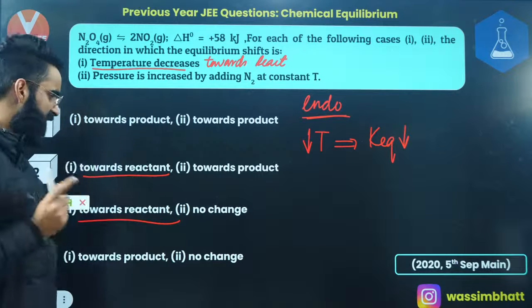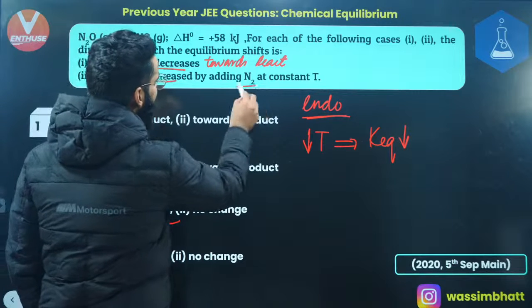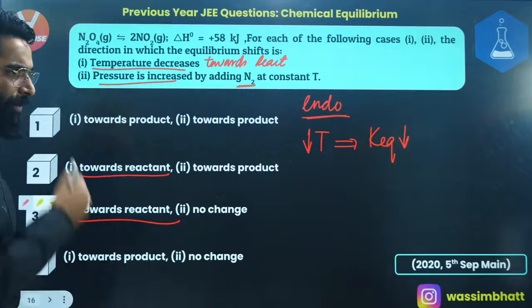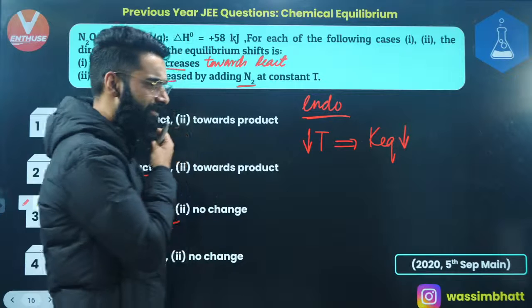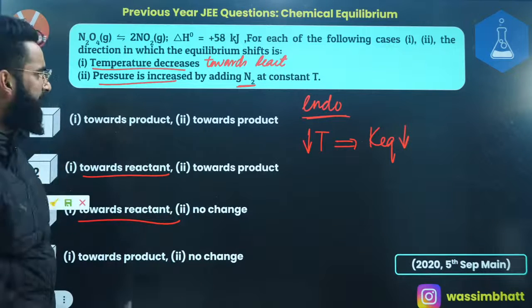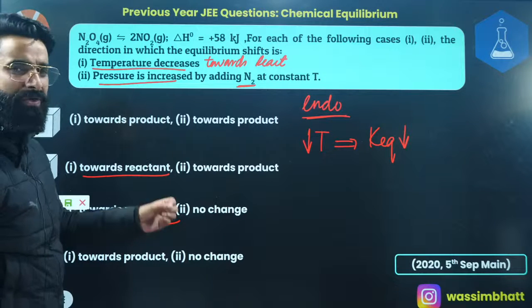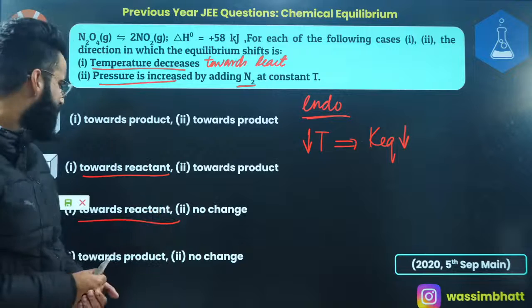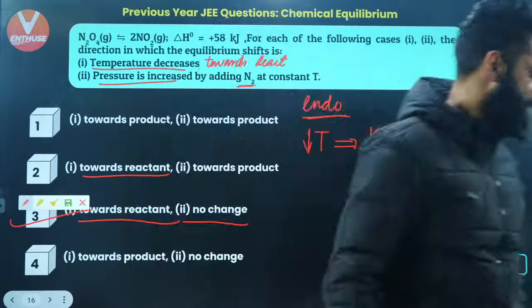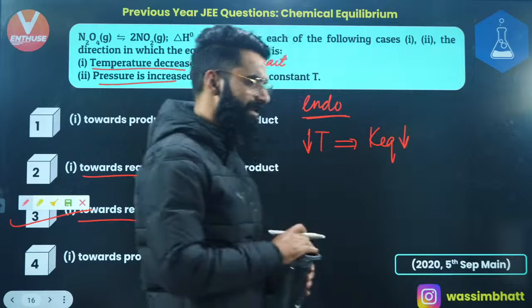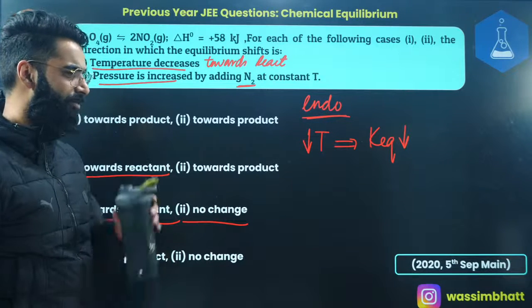So either option 2 is going to be the one or option 3 is going to be the one. Now let's check one more. If pressure is increased by adding N2 at constant temperature, what is going to happen? Will there be any effect? See, N2 is neither the reactant nor the product in this reaction. So if you add N2, nothing is going to happen to the equilibrium, so no change. So option C is the one which is going to be the correct one among all. You can let me know in the chat if it is clear to everyone. Yes, N2 is neither the reactant nor the product, so nothing is going to happen if you just add or subtract N2 over here.